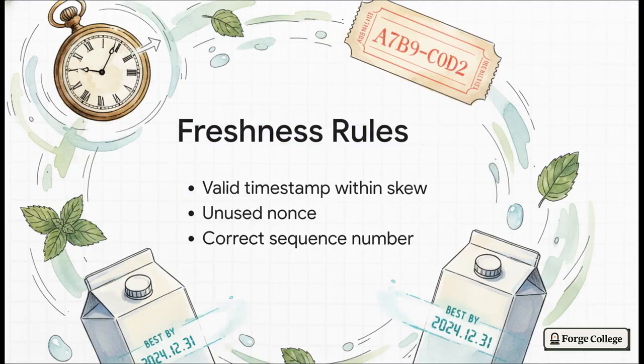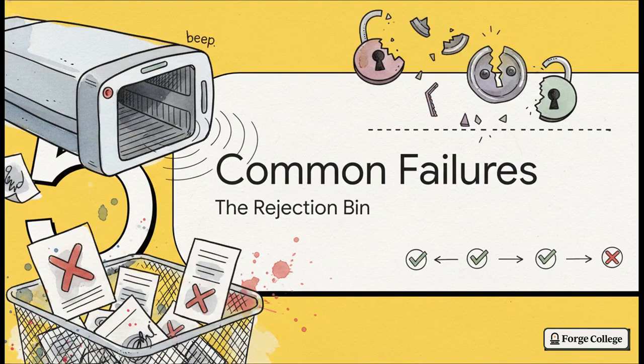Just like checking the expiration date on a questionable carton of milk, we absolutely must verify timestamps and nonces. Those numbers used only once. Without these freshness rules, a malicious actor could just grab a perfectly valid signature from last year and replay it today to completely drain a wallet. Not good.